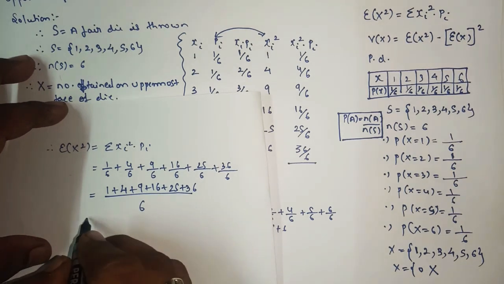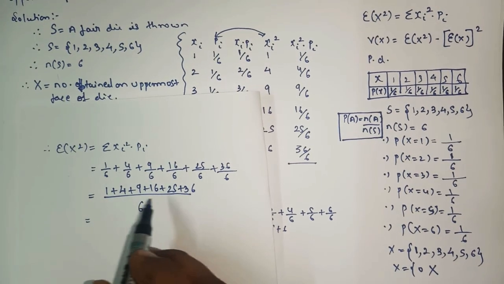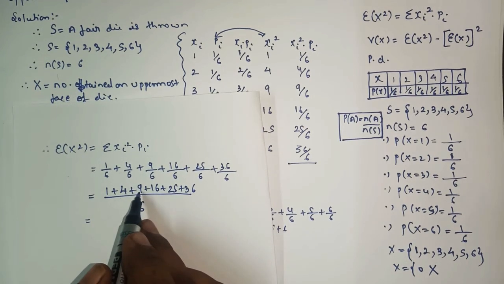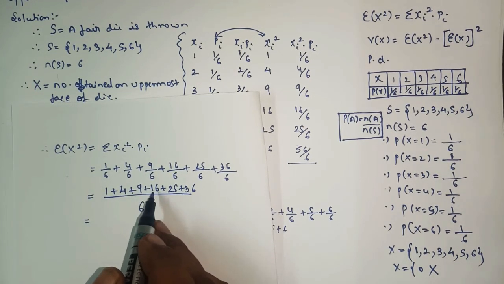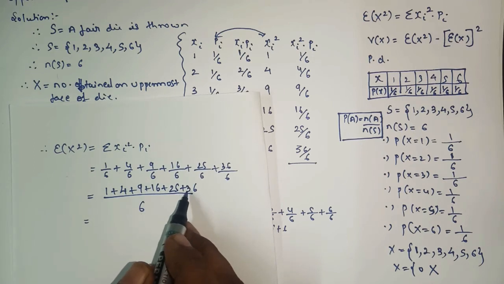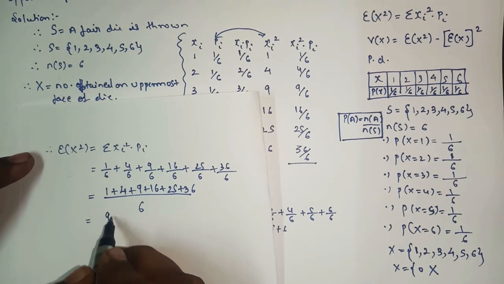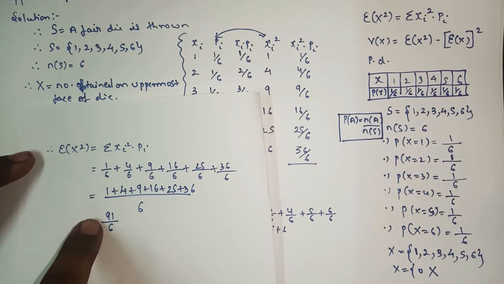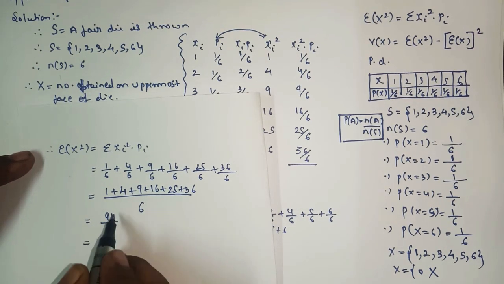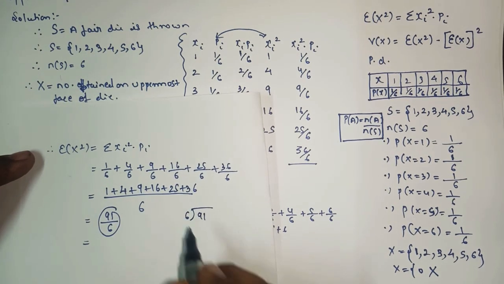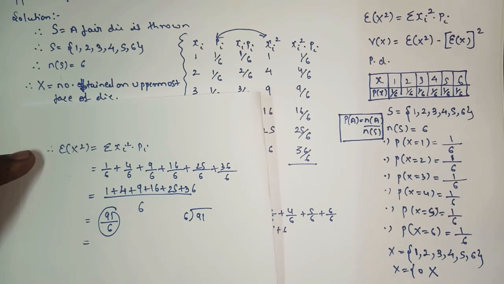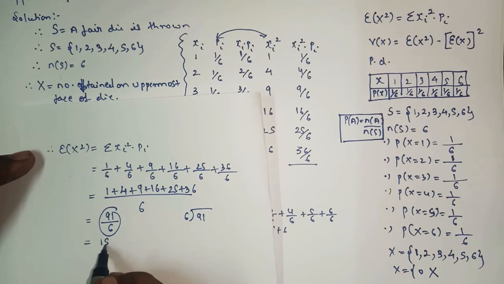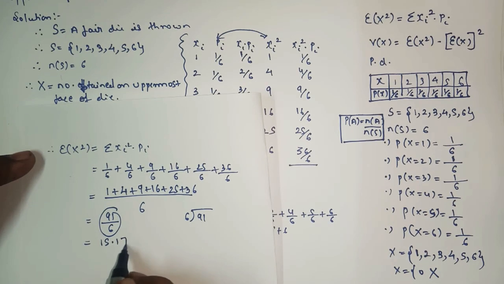Okay. So when you add this, 1 plus 4 plus 9 is 14, then 16 makes 30, 25 makes 55, and 36 makes 91, so here you will get 91 by 6. If you want, you can reduce the number, or else directly you can divide this number to get the answer. So when you divide, 6 15s are 90, so 15.17 will be the answer.